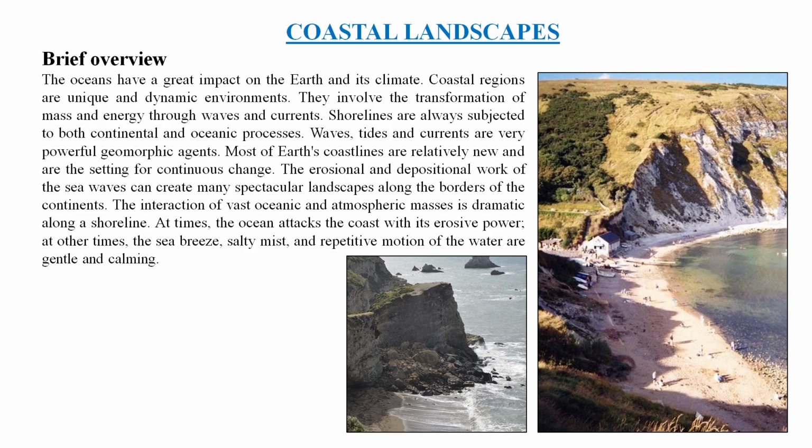The interaction of the vast oceanic and atmospheric masses is dramatic along a shoreline. At times the ocean attacks the coast with its erosive power. At other times the sea breeze, salty mist and repetitive motion of the water are gentle and calming. So there is a continuous interaction between the ocean, the atmosphere and the land masses, resulting in the formation of various types of coastal landscapes.